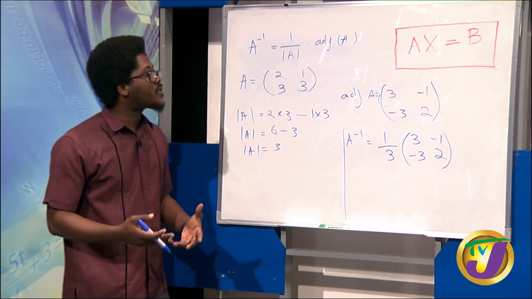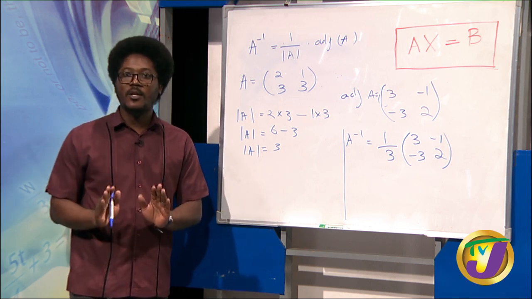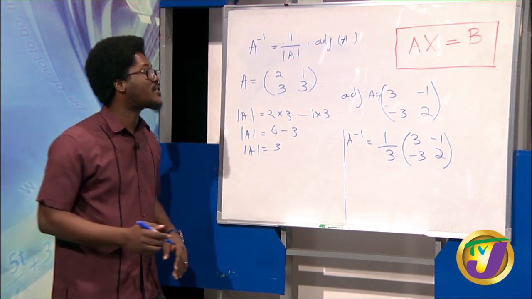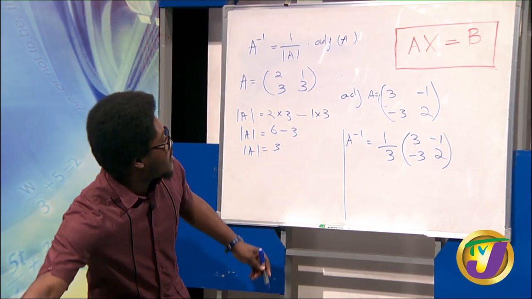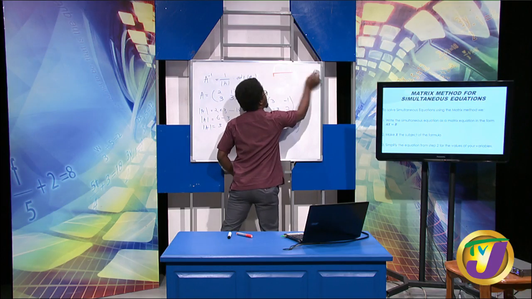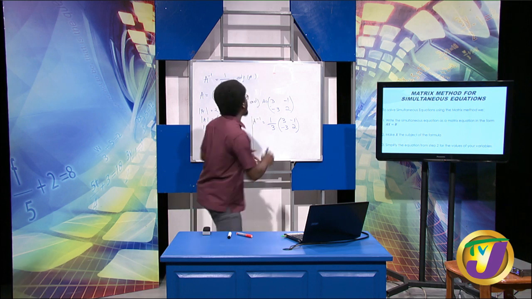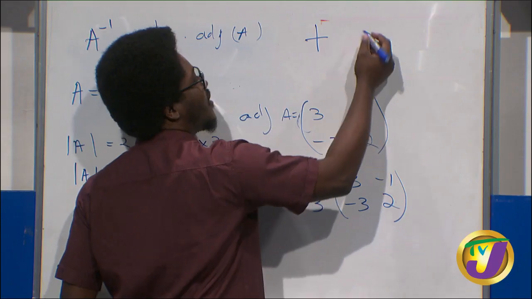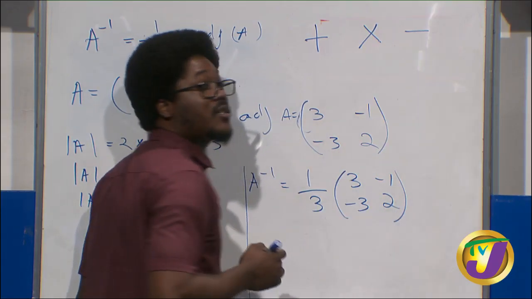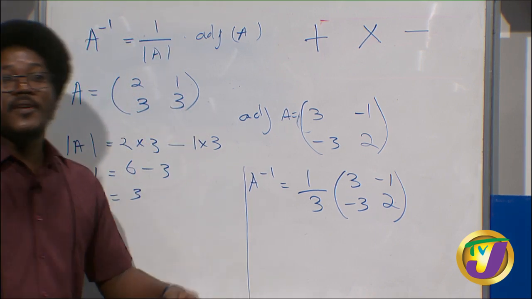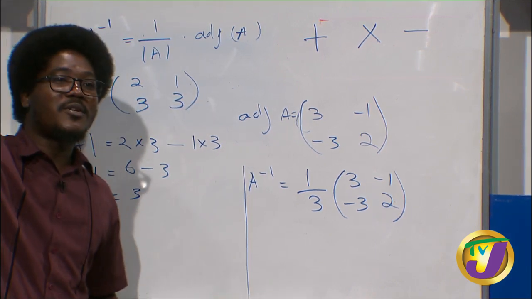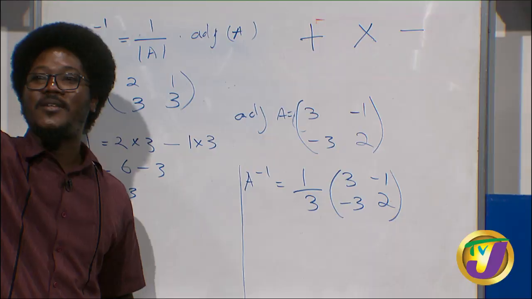Now, in matrices, we have three basic operations that we'll work with. They are addition, multiplication, and subtraction. Can anybody, Clive, can you tell me what's missing, Clive? Which one of our basic operations is missing?